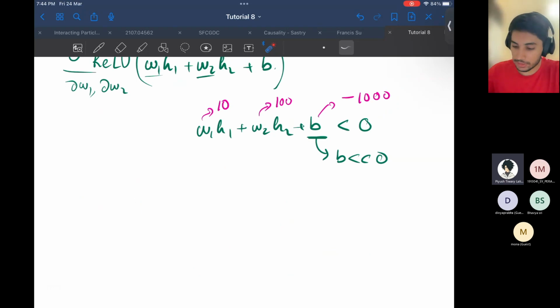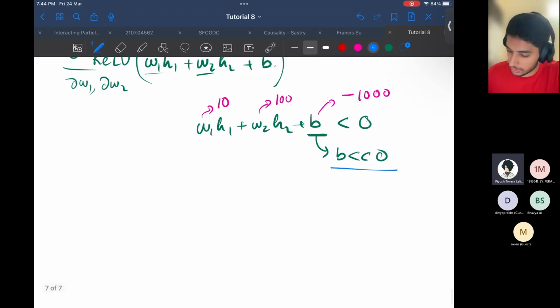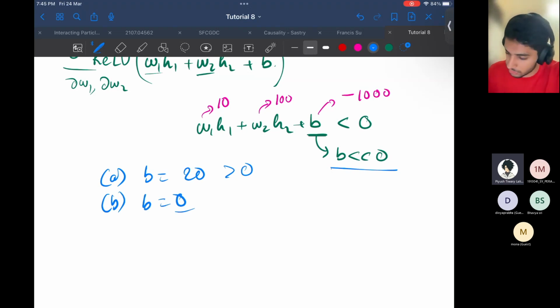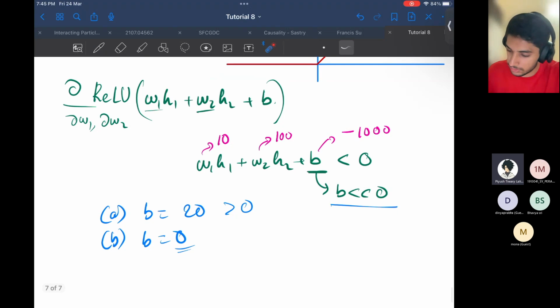I don't know if it was clear or not. If you didn't understand it, then let me know. So the reason is B must be very small. From the given options, the first option is B is equal to plus 20. Well, this is greater than 0, so there is no chance that this is a possible reason. What is the second option? B is equal to 0. Well, B equal to 0 means you are just adding 0, so this term doesn't contribute. That is also not the case.